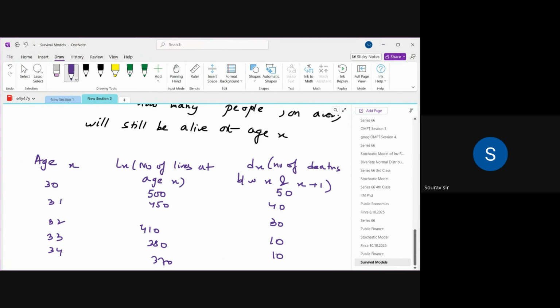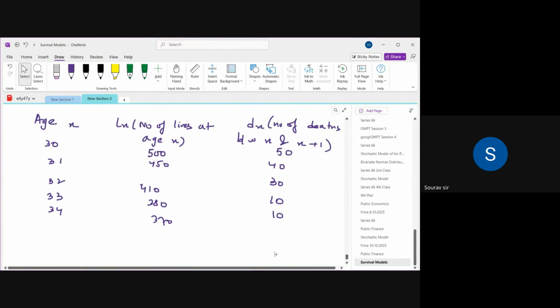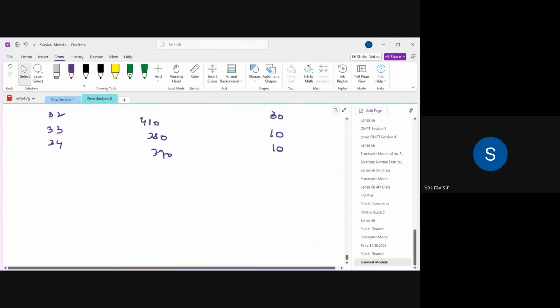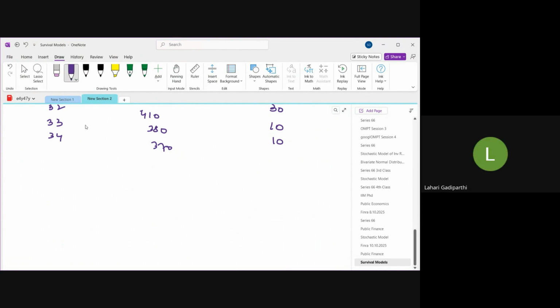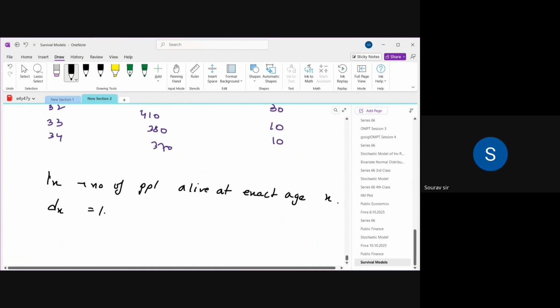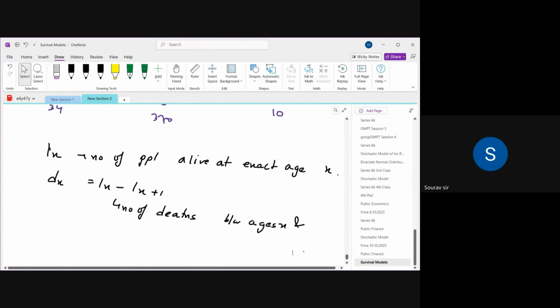So if you remember, I told you L(x) is the number of people alive at exact age x. So d(x) is equal to L(x) minus L(x+1). That is the number of deaths between ages x and x plus 1.